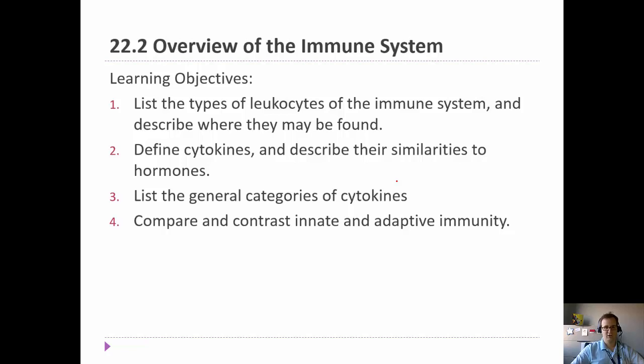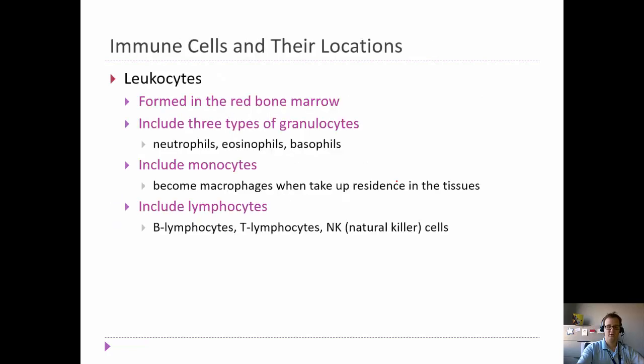So in the next section, we're going to look at some overviews of the major structures and components of the immune system. Leukocytes, which we've covered in the blood section, are formed in the red bone marrow, and we have three different types of granulocytes. This is all review material for y'all: neutrophils, eosinophils, basophils, monocytes, which can become macrophages, and lymphocytes, which are our T and B cells, and also our natural killer cells, which we're going to learn. I remember whenever we did blood, I told y'all that we would learn about these later, and this is the chapter where we learn about them.